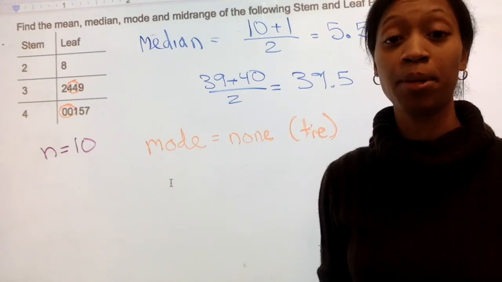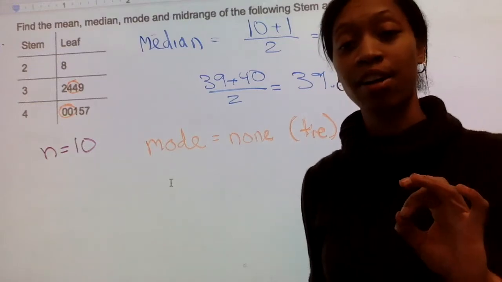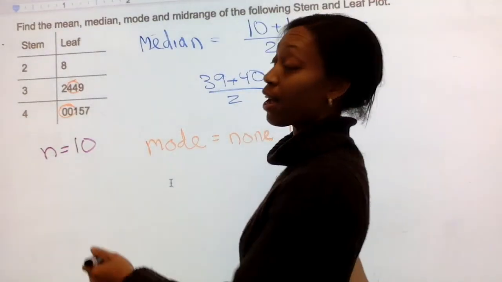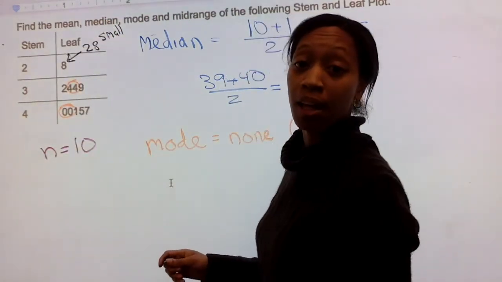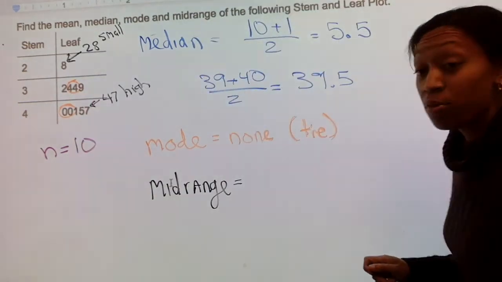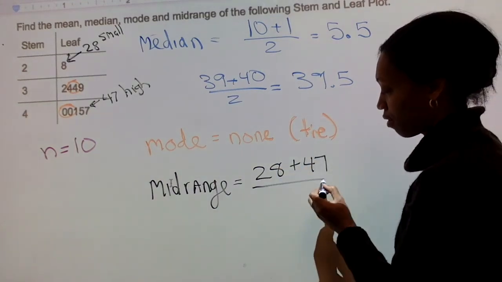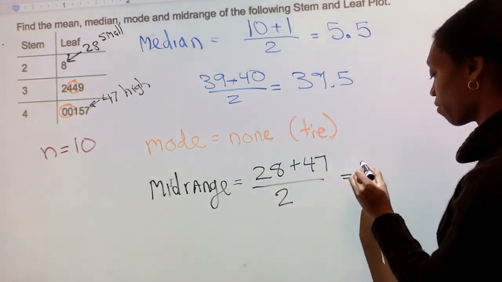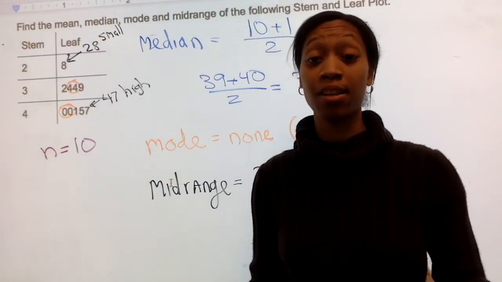Okay, and then we have the mid-range. For the mid-range, we're going to take the smallest value and the largest value and find the average of those. It looks like my smallest value is here. That's 28. And my largest value is here. That's 47. So the mid-range is going to be 28 plus 47 divided by 2, which gives us 37.5. All right, and that's how you find the mean, median, and mode with different types of displays.